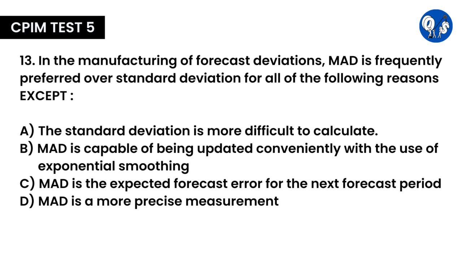Mean absolute deviation is preferred because it is simpler to calculate, can be easily updated using exponential smoothing, and represents the expected forecast error. However, it is not a more precise measurement than standard deviation, as standard deviation accounts for variability in a more detailed manner, making option D incorrect.